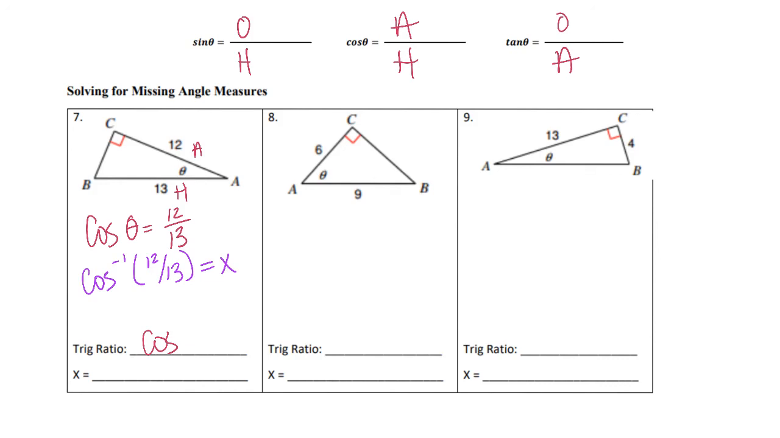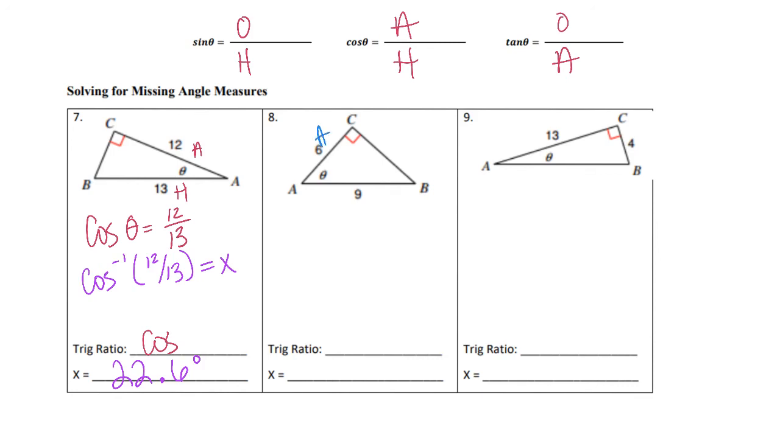I am going to do a short video of how to type these in on the calculator, probably as a separate little video just to help you out. It won't be more than 2 minutes. And then that answer came to 22.6, and that is degrees because it is an angle. All right, number 8, let's look at that one.